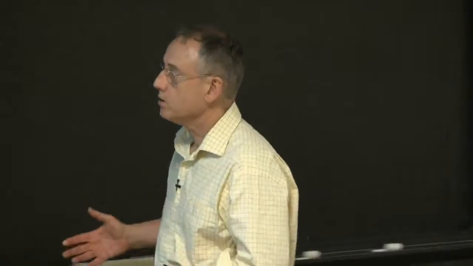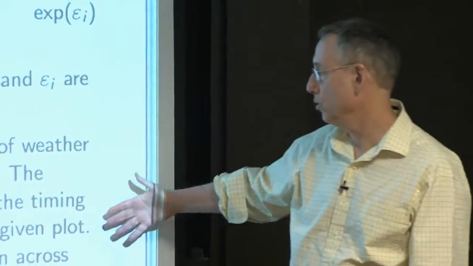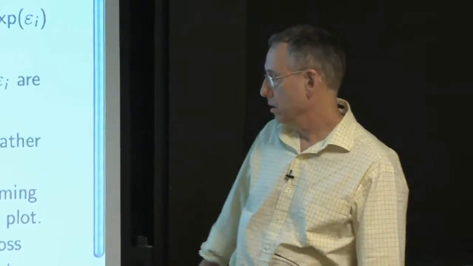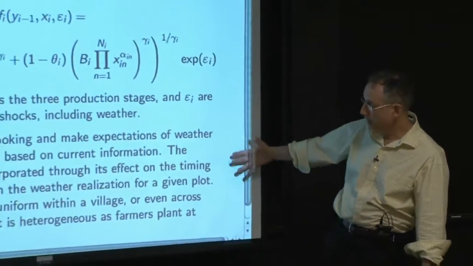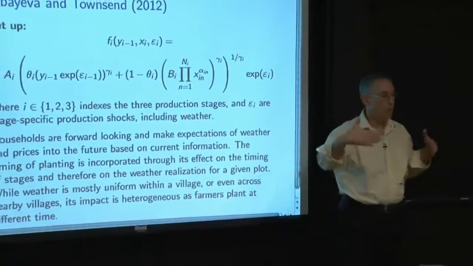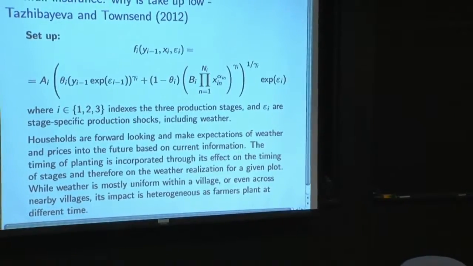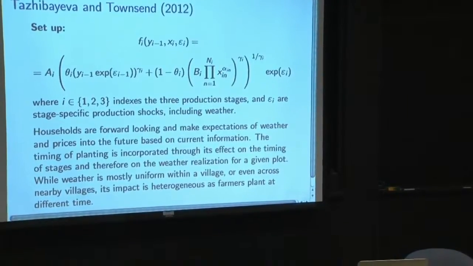So this allows us to estimate the ability to adjust. And essentially, the reason you can't use rain aggregated up over the whole season is because of this imperfect substitutability across the stages.